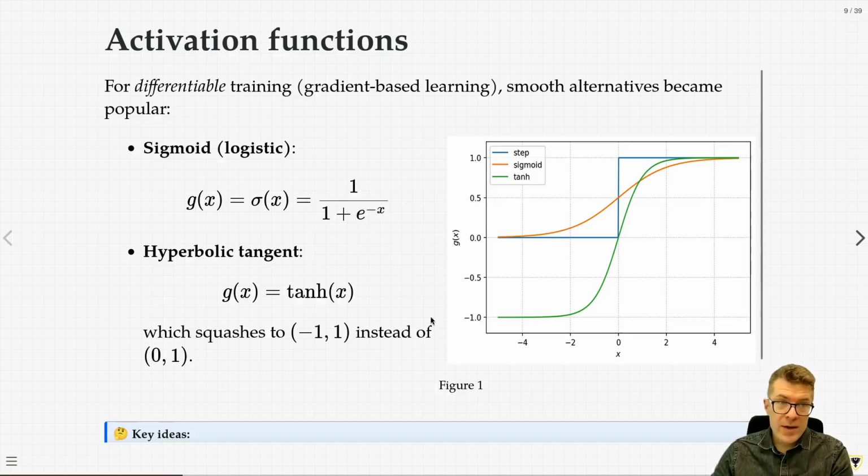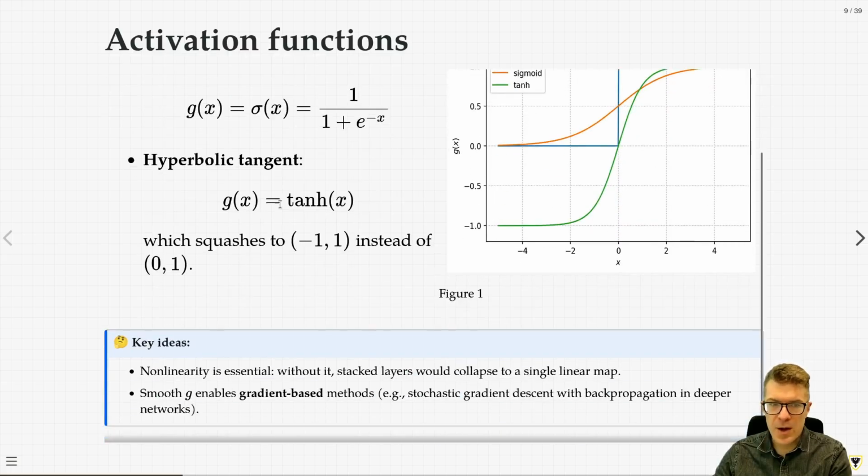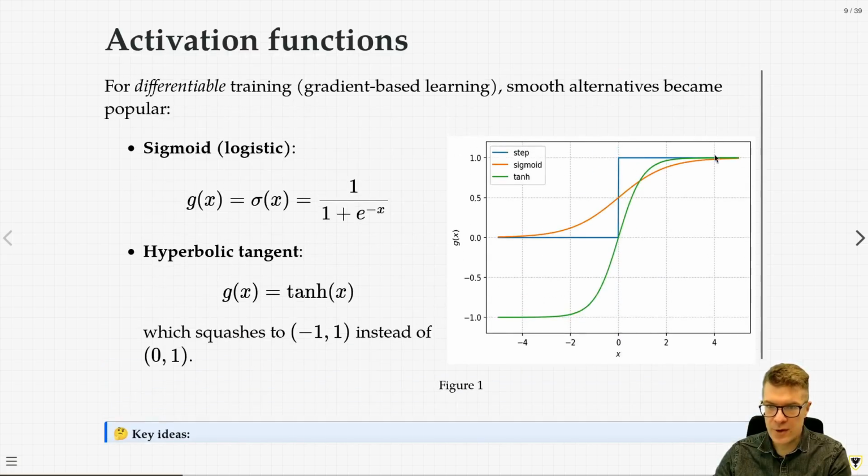But we can replace the step function with all kinds of other functions g. If we want to do gradient-based learning, and we will, we want g to be differentiable, and so all kinds of smooth functions that are differentiable became popular. There's, of course, a sigmoid function, which we talked about before, shown here in orange. And then there's a hyperbolic tangent, shown here in green.